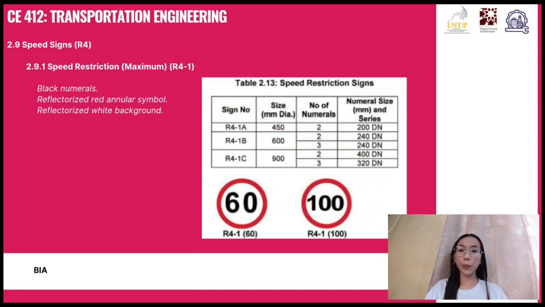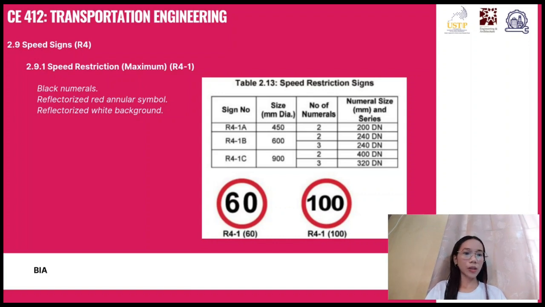So, next is 2.9 kaning speed signs or R2 to 4 na siya duwa ka subtopics. Ang first is 2.9.1 speed restrictions or maximum or R4 to 1. Na siya black numerals, reflectorized red annular symbol, reflectorized white background.